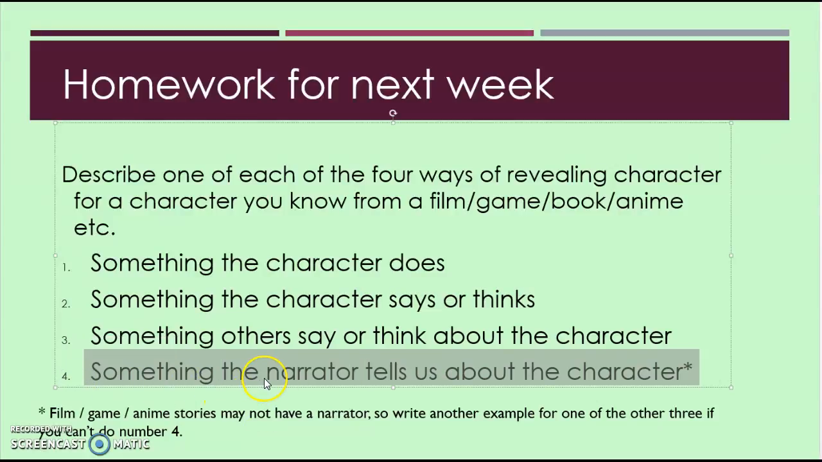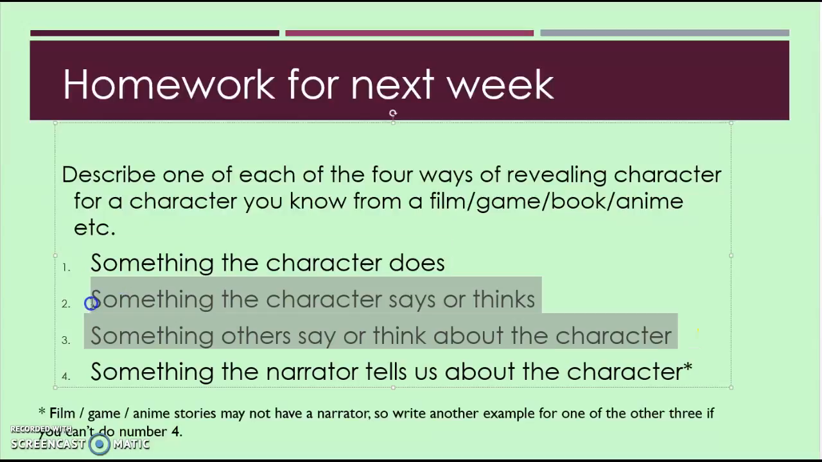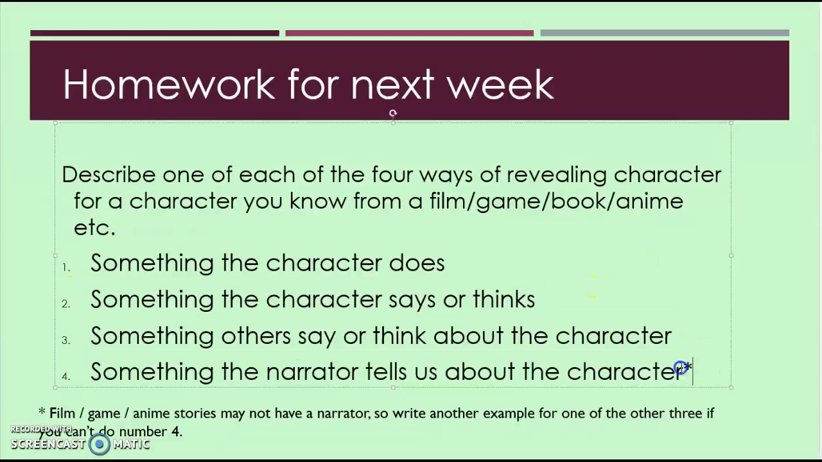Now for this last one, particularly if you're using a film, game, or anime or TV series, it may not have a narrator to tell us anything about the character. If that's the case, I would like you to pick one of the others and tell me something else for one of the other ones. If it's a book, or if it's a written story, you should be able to do that for one. Okay, so one of each of these four for a character of your choice that already exists.